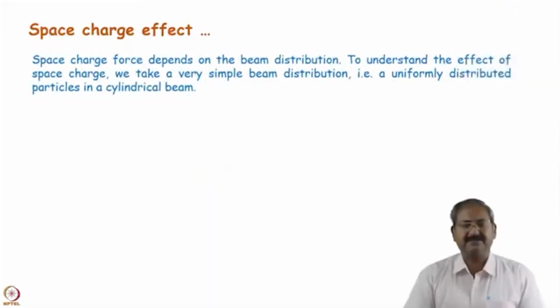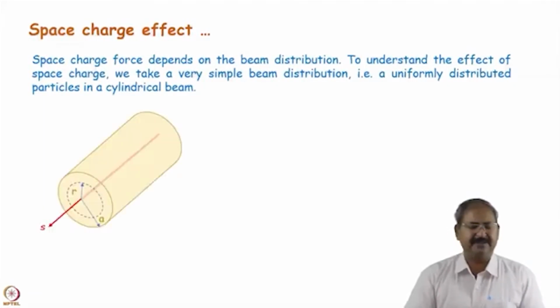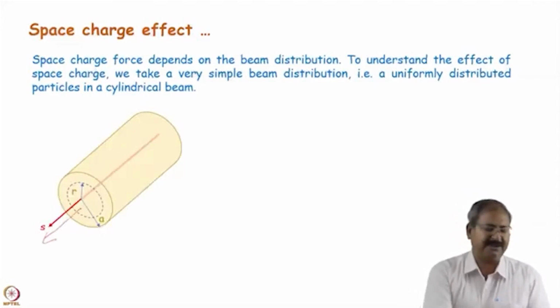Now the space charge force depends on the beam distribution, because this is a collective phenomenon. So we take a very simple beam distribution. We want to understand how space charge forces change the dynamics. So we take a very simple example to understand this. We take a uniformly distributed particle distribution in a cylindrical beam. So this is the kind of beam we are assuming. This is the beam propagation direction, and a uniformly distributed beam is there.